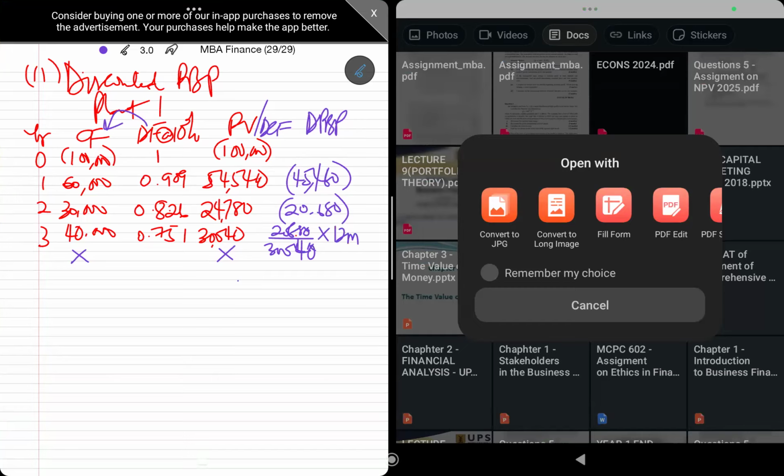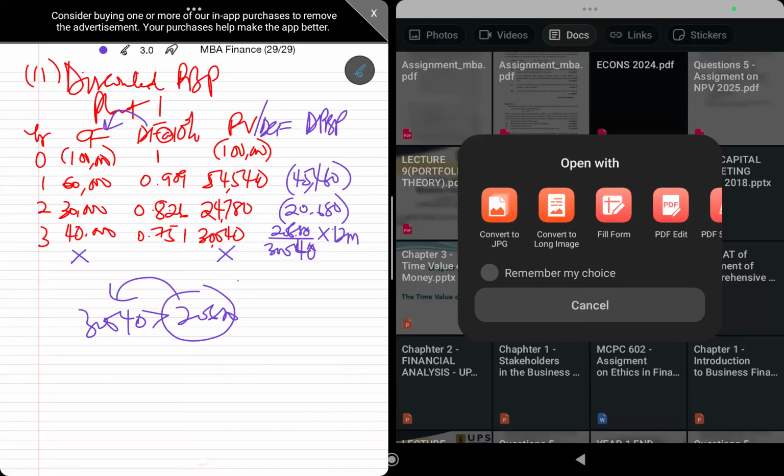I explained that the balance at the end of the second year is less than the PV in year 3. You have to understand, not just repeat what I said. The PV for year 3 is 30,040, which is above the balance at the end of year 2, which is 20,680. So we just put the smaller one over the bigger one times 12.